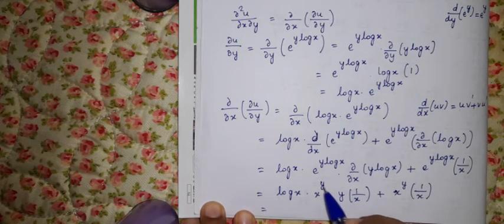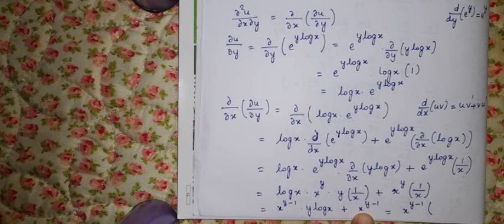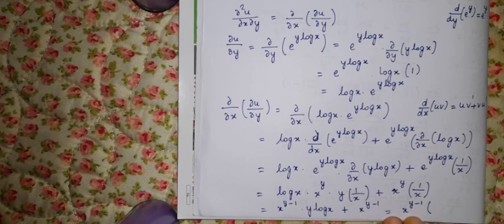here you can combine these two terms as x^(y-1) into y log x plus, these two terms can be combined as x^(y-1). Again you can take x^(y-1) as common term outside. Remaining you will be having into y log x plus 1.